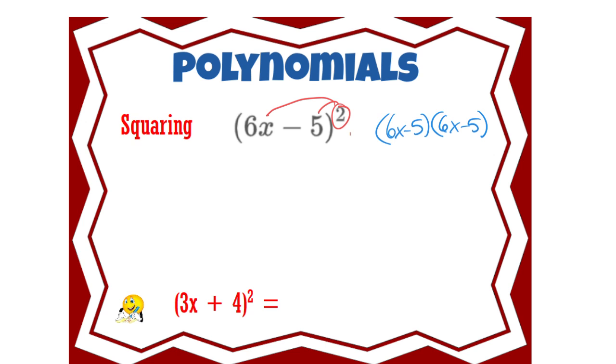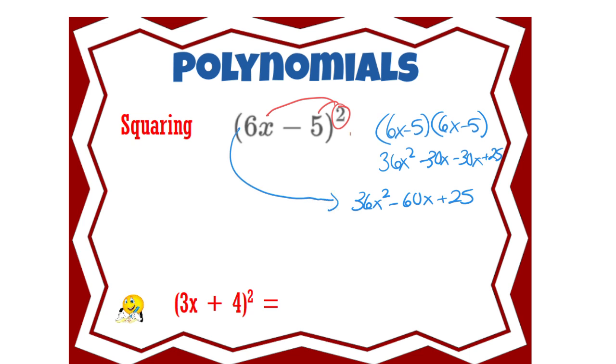So looking at this scenario, if I were to FOIL this out like you have done in the past, you would have a 36x squared. Outer is a negative 30x. Inner is also a negative 30x. And then you end up with a plus 25. So my end result is 36x squared, negative 60x, and plus 25. So now our goal here is to be able to get from here to here without all this extra work.